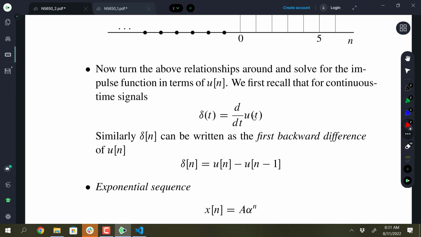So what's the analogous thing in the discrete time domain? It's the first backwards difference. So we take u of n minus 1, so we shift the step sequence to the right by one sample, subtract it from the original step sequence, and we get back an isolated delta at n equal to 0. So that's the first backwards difference.